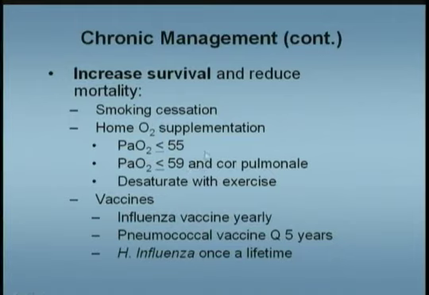These two categories here, less than 55 and less than 59 with cor pulmonale, those patients should use home oxygen as much as they can, 24 hours if they can. That's better than anything. If they can't use 24 because they hate to do it, tell them to use it 12 at least, or 18 as much as they can.